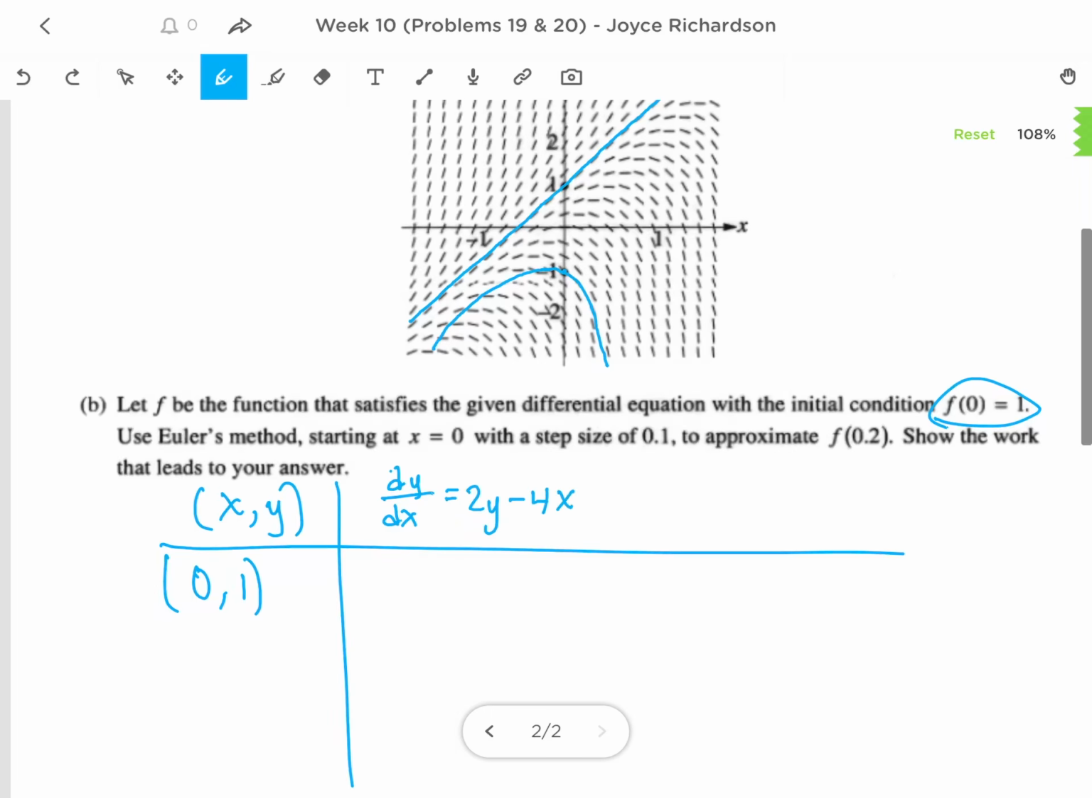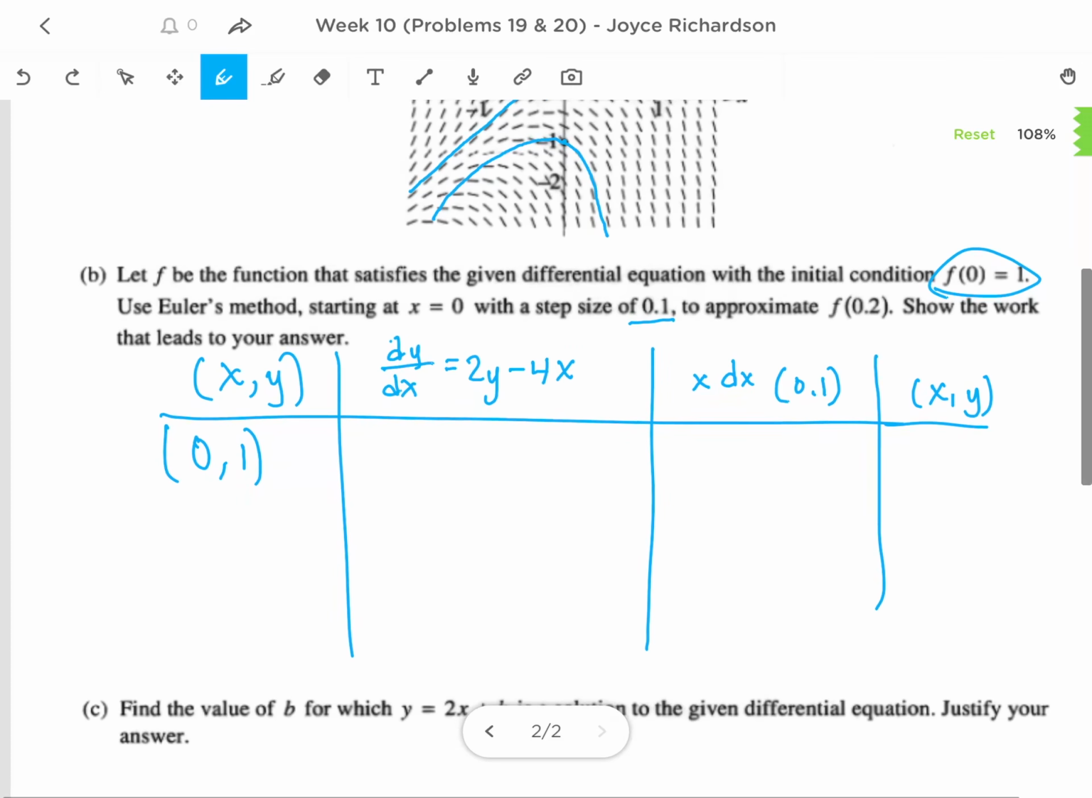2y minus 4x. And then I'm going to multiply by my step size of 0.1. So I'm going to multiply by dx, the change in x, which is 0.1. And then I'll get my new ordered pair. So 0, 1, that means that my derivative is going to just be 2. And if I multiply that by my delta x, right, by 0.1, that's going to be 0.2.